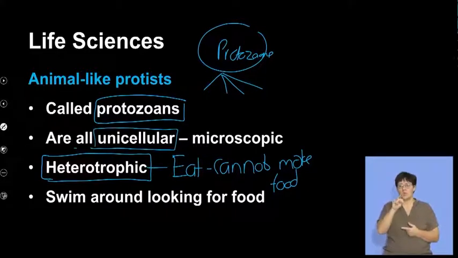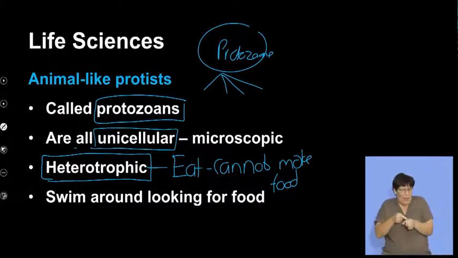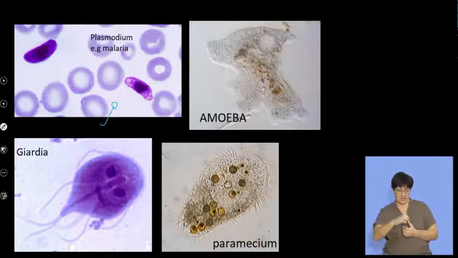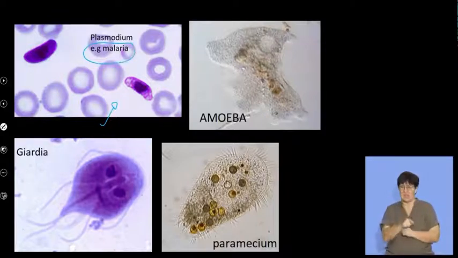Guys, these are really small. They're not like the plants. They are one single cell, and they're going to swim around looking for food. And these are the 4 examples that we're going to look at. They can be parasitic. This is the plasmodium. This is the important one because this is the malaria that we can look at.